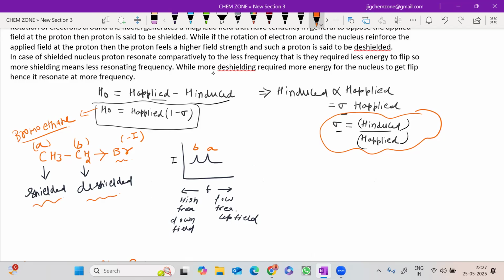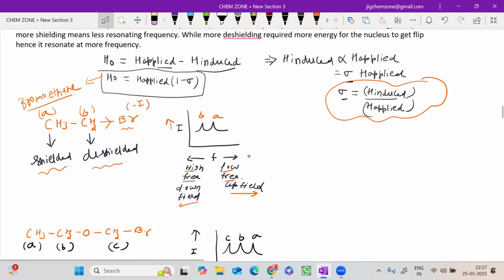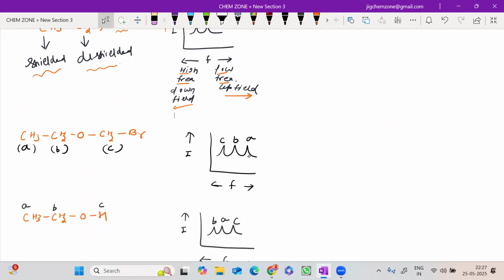A is shielded. So if you draw the graph of intensity versus frequency, you find that A absorbs in the low frequency region, while B absorbs in the high frequency region. Although हमने mention कर दिया है, low frequency means up field and high frequency means down field. What does it mean? मैं आगे बता दूंगा. मोस्टली स्टूडेंट को यहाँ पर कंफ्यूजन होता है, इसलिए मैंने यहाँ पर अप फील्ड और डाउन फील्ड पहले से ही मेंशन कर दिया है. क्या होता है मैं बाद में बताऊंगा.